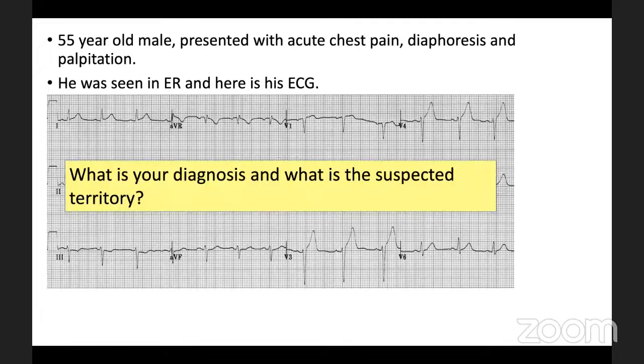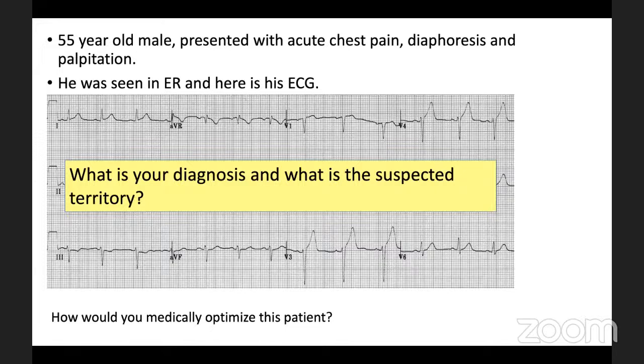Okay, so what's your diagnosis here? As we said, it's V2 and V6, so it will be anterior. Okay, so it is acute MI, right? Yes, it's STEMI. And what is your suspected territory here? As we said, it's more prominent in V4 and V2, so it will be anterior. Which artery do you think is mainly affected? LAD. Okay.